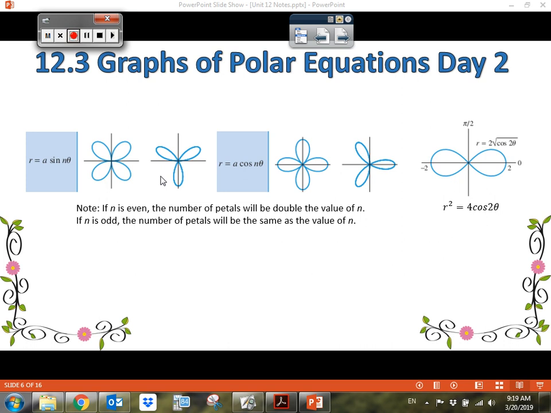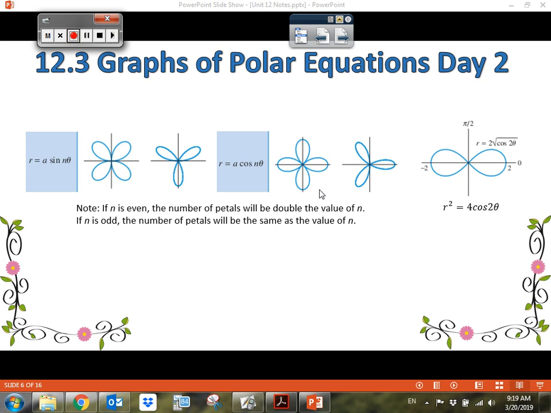The orientation depends on which trig function we're using. If you look at sine with the 4 petals, notice how the petals are inside each of the quadrants. But if we look at cosine with 4 petals, notice for cosine the petals are actually lying on each of the quadrantals. So it's just oriented differently. It still has 4 petals, it just has a different orientation.